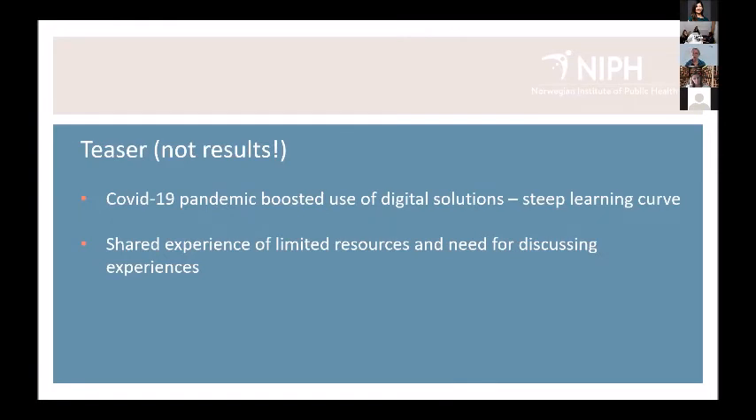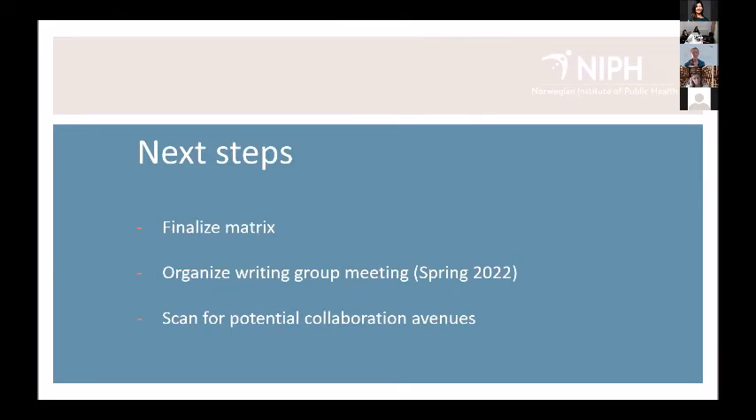Now we have to look back at the data, spend much more time digging into it, and see whether we find patterns that can be useful for drawing conclusions. So the next steps are as follows. We will finalize the metrics and go back to the cohorts to make sure that the information we have summarized is correct. Then we will organize a writing group with the cohorts participating in the study to lay out the main points or main recommendations we can make based on the information we have received.